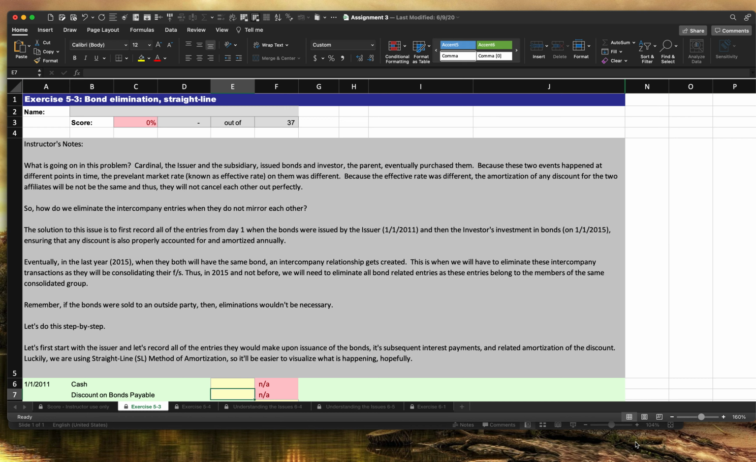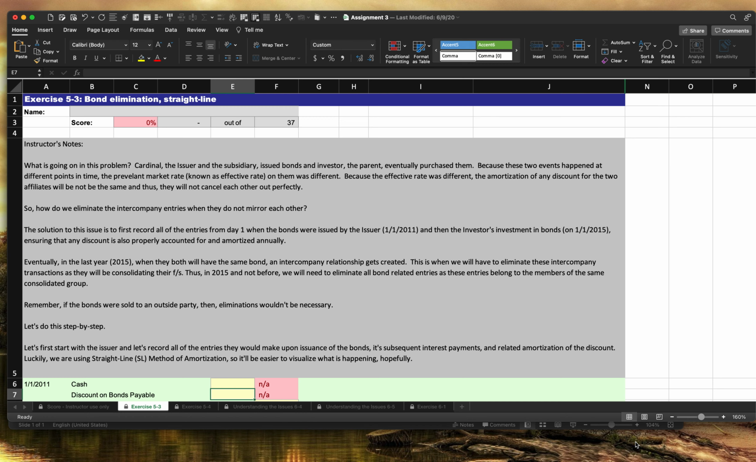Today we're going to be covering exercise 5-3 in Business 198, bond elimination and straight line, using the straight line method, because this problem is sort of new for us. We've been dealing with consolidation so far, but we haven't looked at any situations where we had complications like we do in this chapter, where we have intercompany transactions between a parent and a subsidiary.